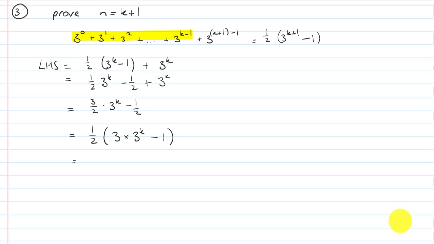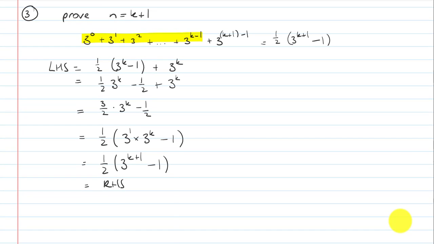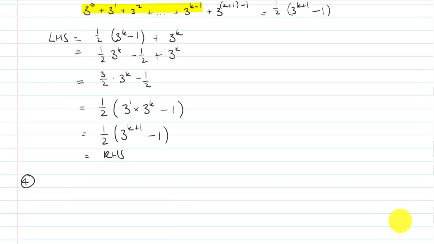And 3 times 3 to the power of k is 3 to the power of 1 times 3 to the power of k. So the index law tells me that's 3 to the power of k plus 1, minus 1. And that, of course, is equal to my right-hand side, as required. So now I can make the final statement, the same conclusion we've always used: therefore, as it works for n equals 1, it must work for n equals 2, as it works for n equals 2, it must work for n equals 3, and so on. And there's our final example of proof by induction.